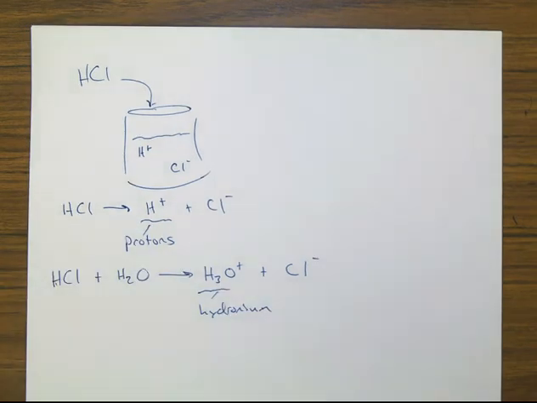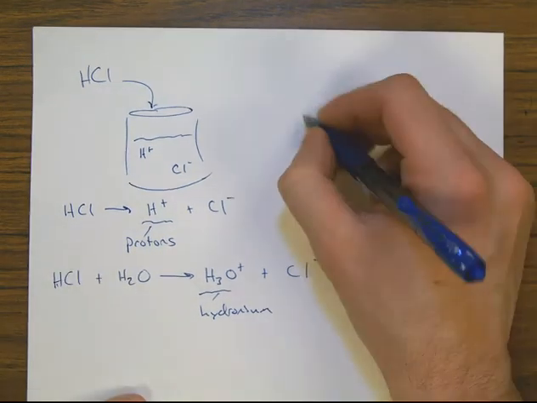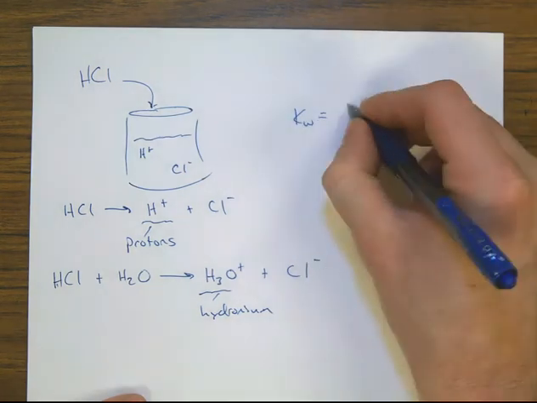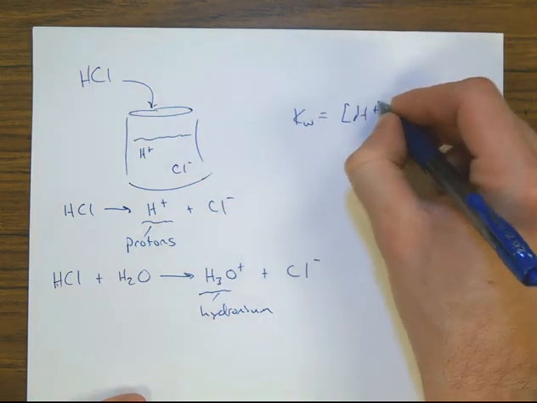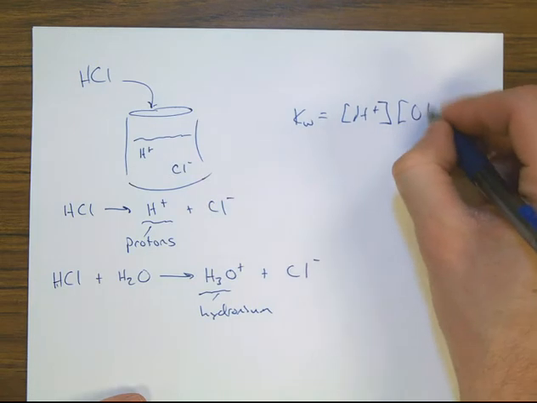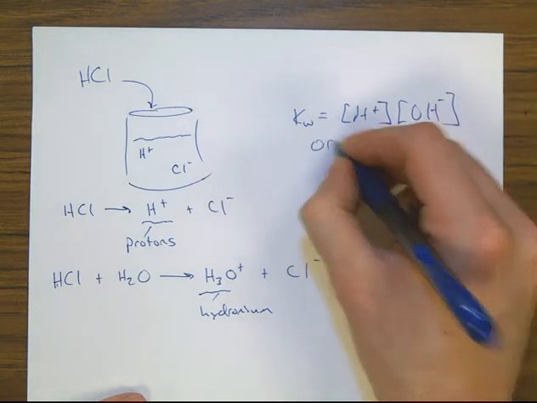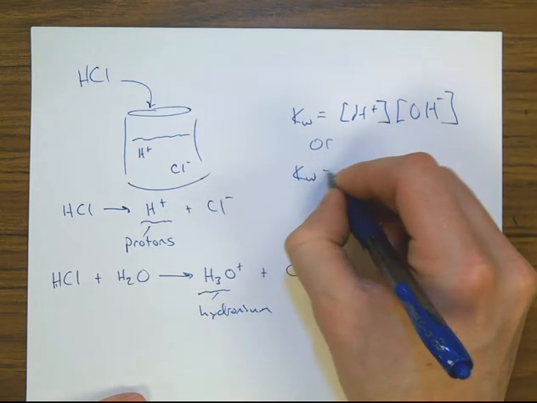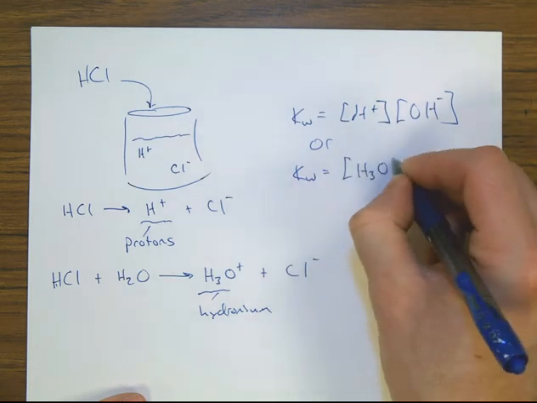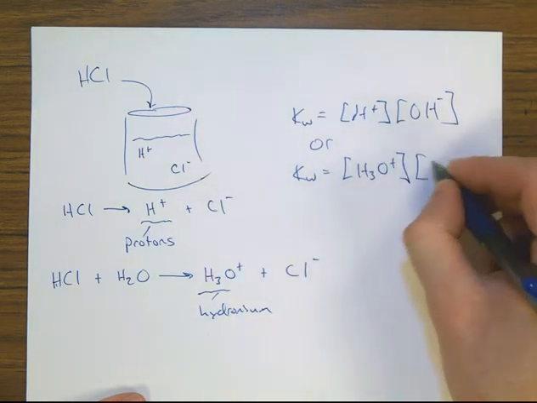So in all the equations we deal with, you'll see them either written out like this, where you have the concentration of hydrogen ions times the concentration of hydroxide ions, or equally correct would be K sub W, and then you have hydronium, H3O+, or OH-.